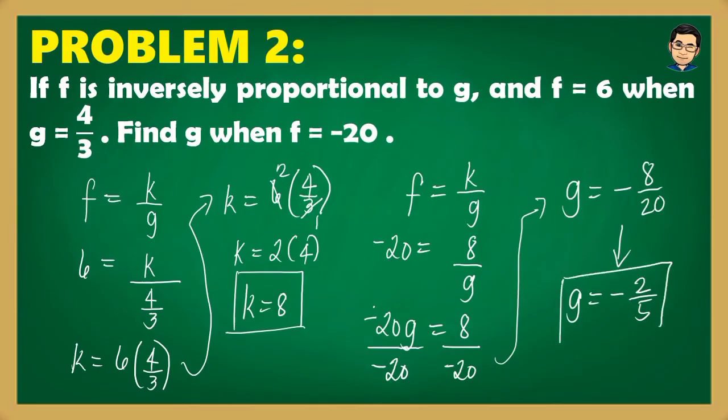So, why negative 2 fifths? It's because meron po silang GCF, which is 4. So, our answer is g is equal to negative 2 fifths.